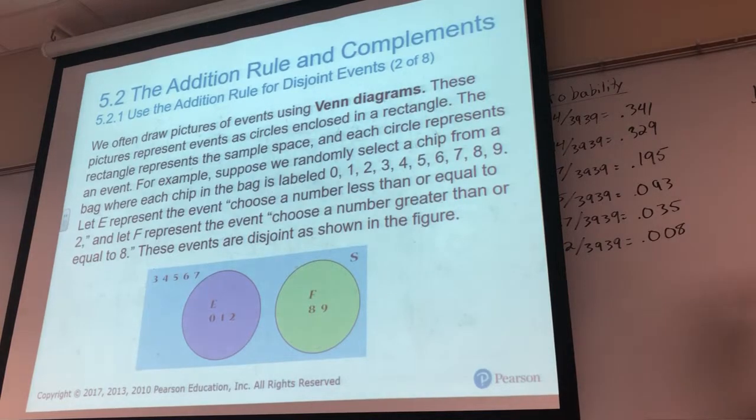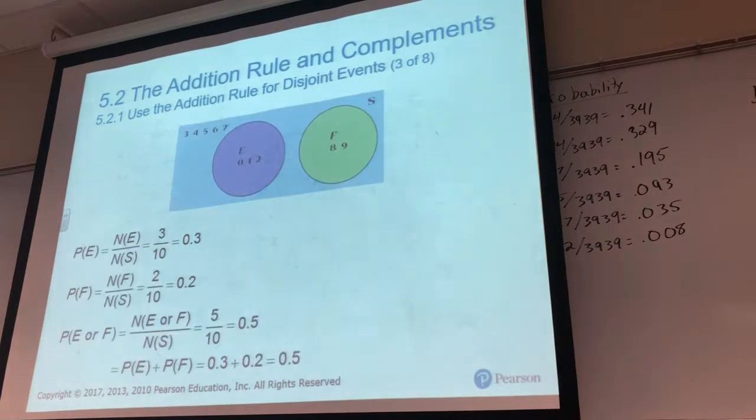And so the last thing that they want to do is the probability that we get something in E or F. So what would that probability be? Yeah, so we've got 5 numbers altogether out of the 10 that are in either E or F. That's 5 out of 10. That's 0.5.